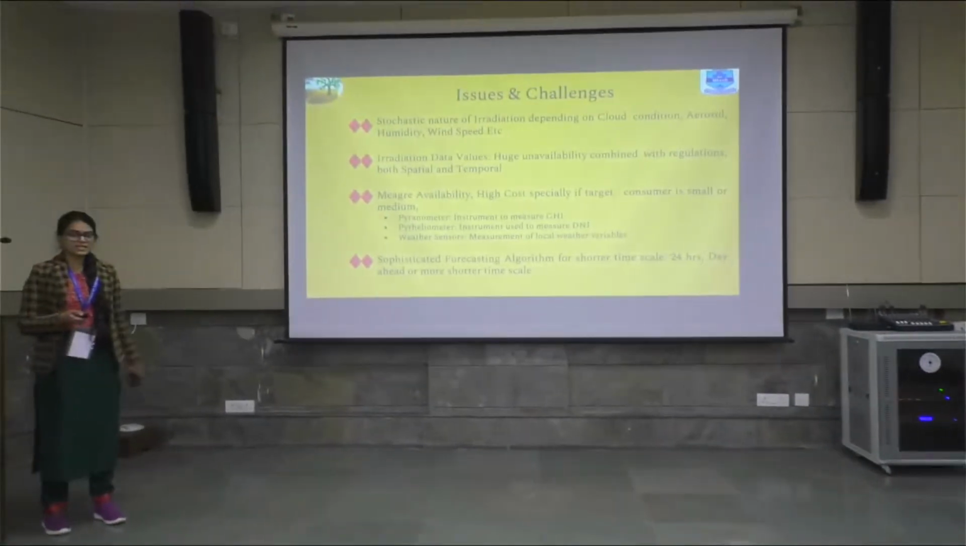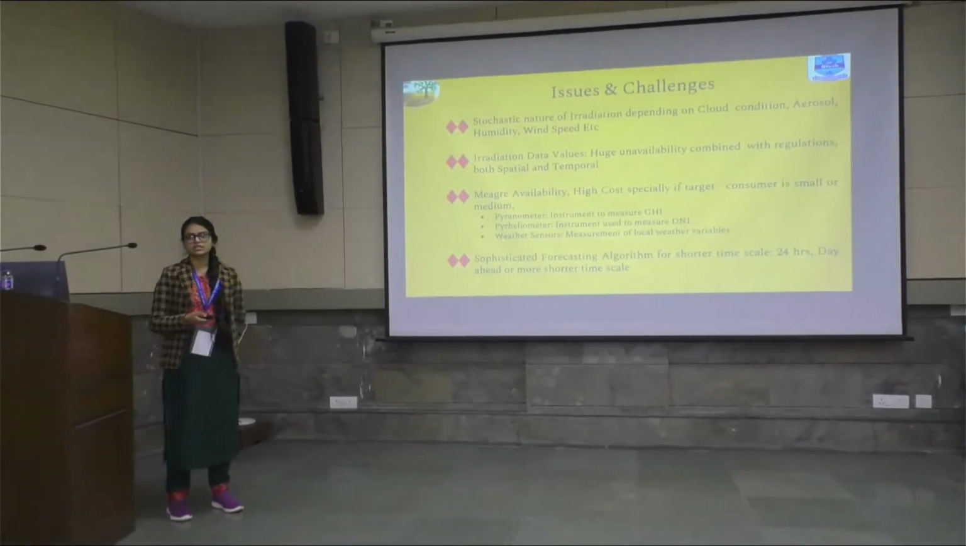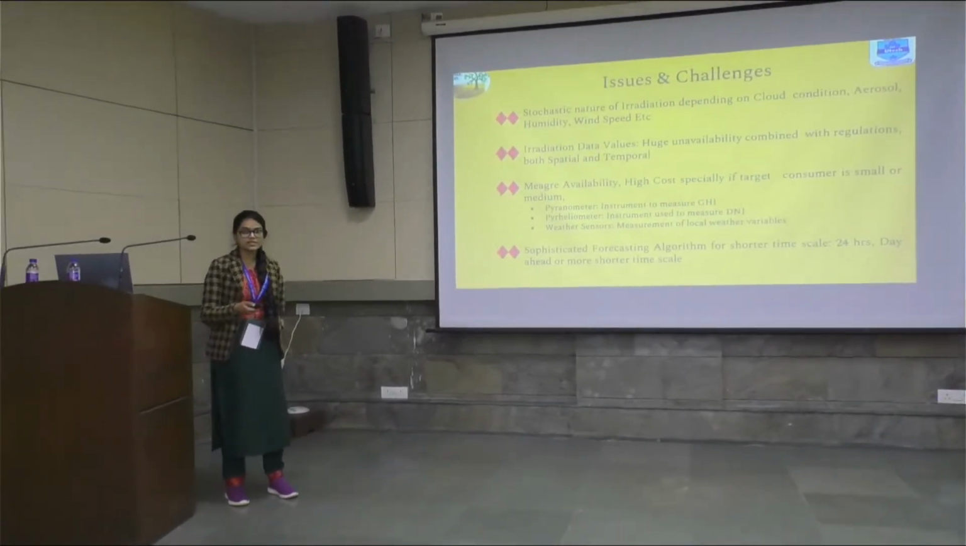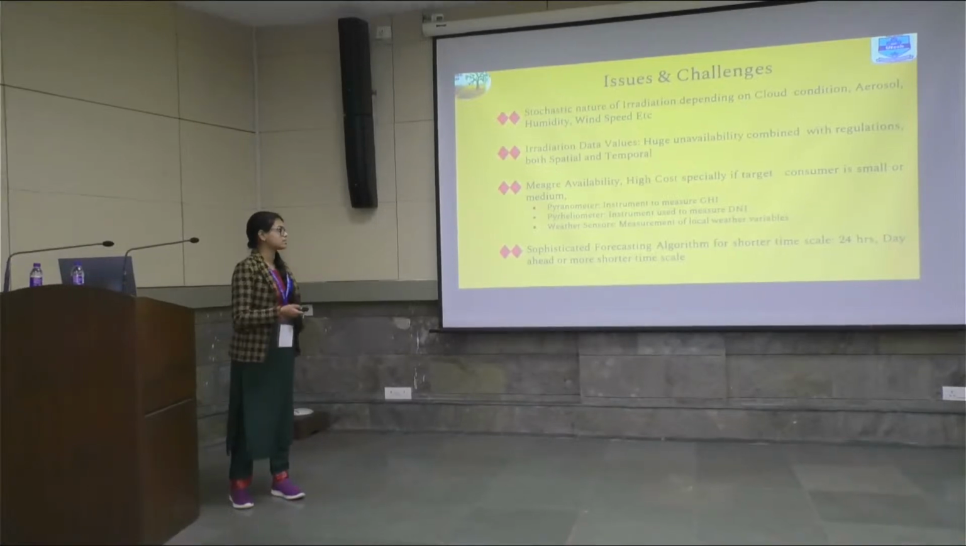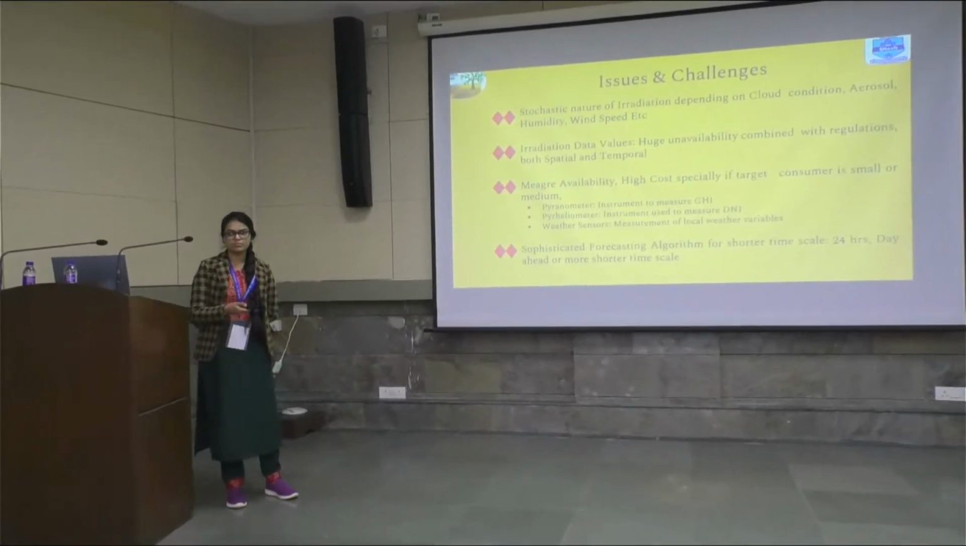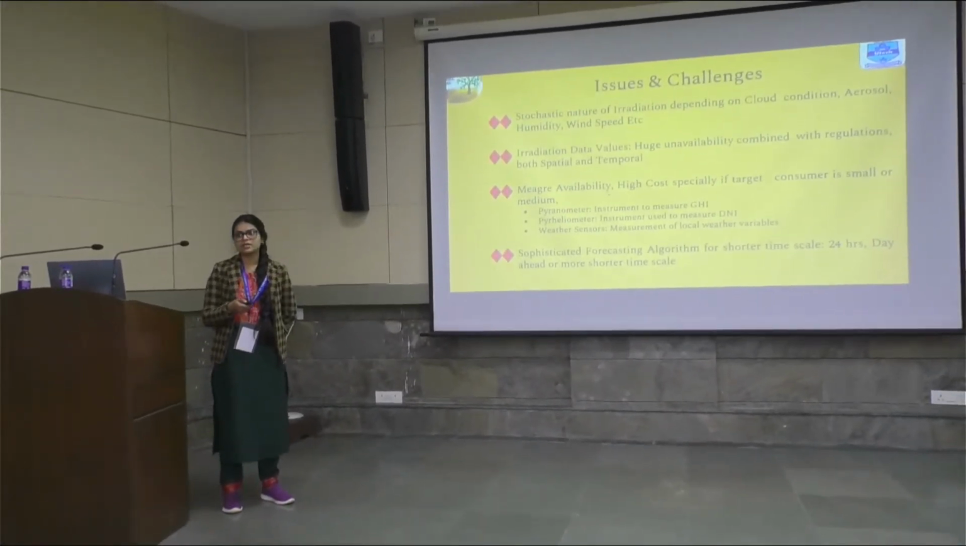Now, the issues and challenges which we get in photovoltaic systems are that irradiation is stochastic in nature, and irradiation data values, which can be captured through high-cost pyranometers or pyrheliometers, are not available everywhere. So the data is very limited. And as I mentioned in the past also, sophisticated forecasting algorithms are present for shorter time scales like 24 hours, day ahead, or even shorter scales. But seasonal forecast is not there.